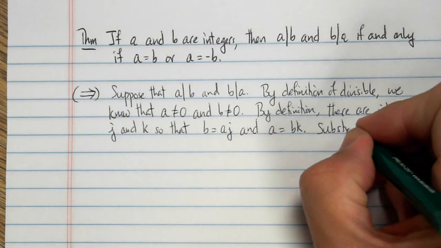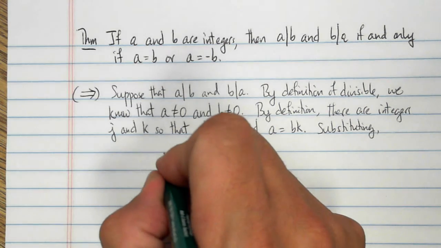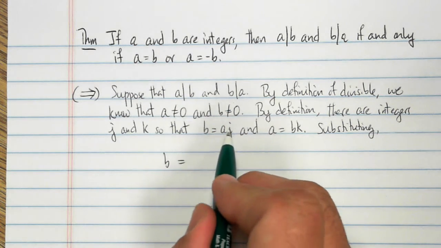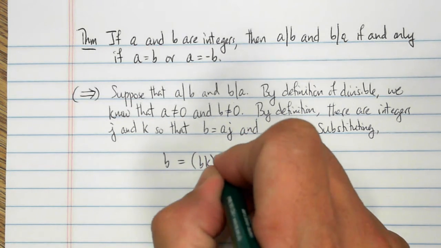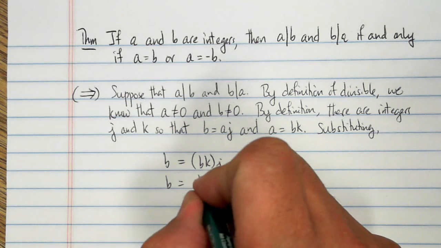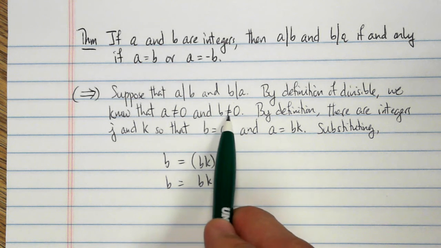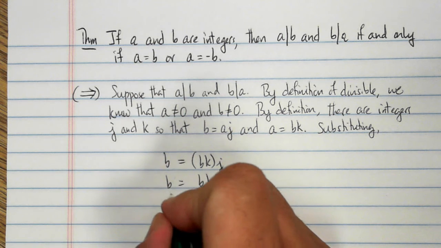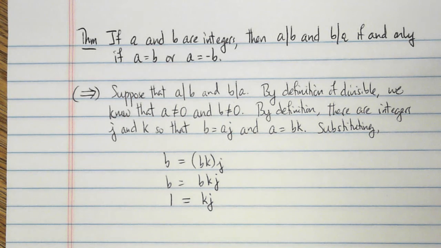Substituting, we find that b is equal to, well, if b is equal to a times j, so if I plug in here, I get b times k times j, just by substituting. So b is equal to b times k times j. Now I'm allowed to cancel b on both sides because b was not equal to 0. So I can cancel the b's on both sides, and so 1 is equal to k times j.